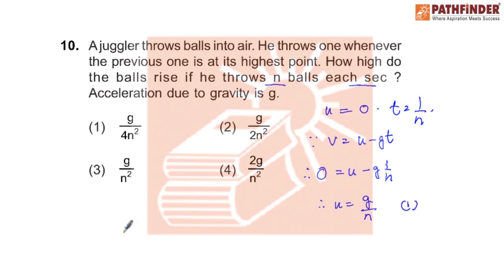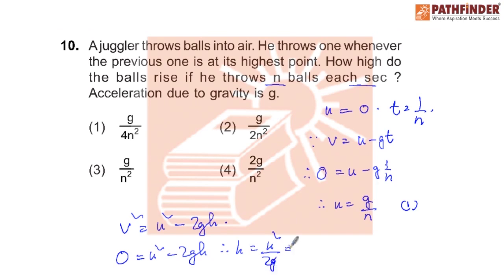Now again we have v square equal to u square minus 2gh. So again 0 is equal to u square minus 2gh, so h is u square by 2g. Since u is g by n, it is g by n whole square by 2g. That will give you g by 2n square. For any value of n you can substitute the value here, and the correct option will be the second one. So with that we come to the end of our discussion on kinematics.